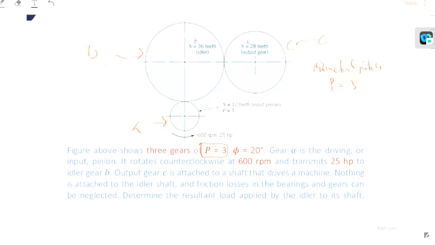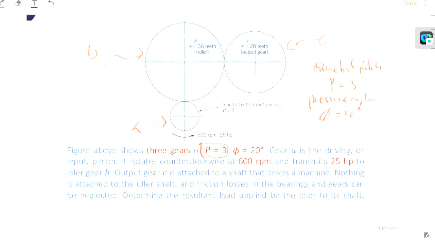Normally, the geometry of the gears, how big the gears, so they use that diameter pitch. So, the number, how big the numbers of the teeth, the size of the teeth, and the pressure angles. Pressure angles 20 degrees.